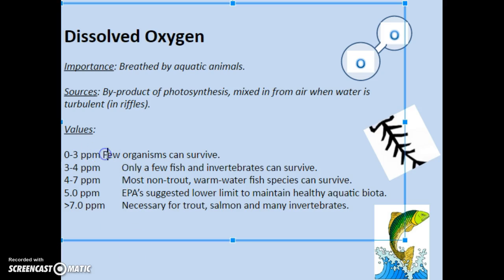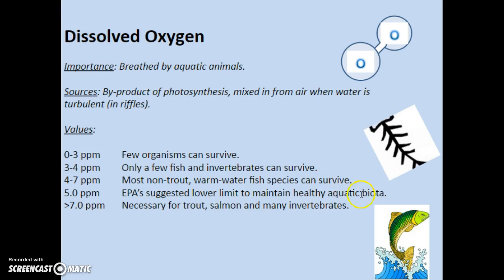So some values, if it's between 0 and 3 parts per million, oops, that should be parts per million, few organisms can survive. And where we have 3 to 4, only a few can survive. 4 to 7 is kind of the low range, and I would say 5 is the EPA, the Environmental Protection Agency's, suggested lower limit to maintain healthy aquatic biota, and greater than 7, very, very few species can survive.